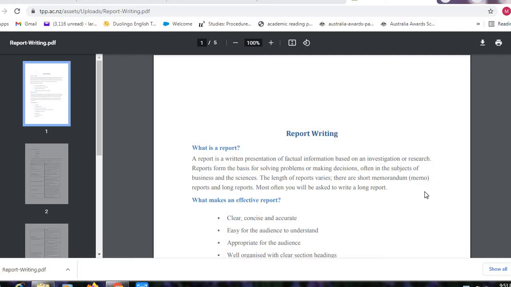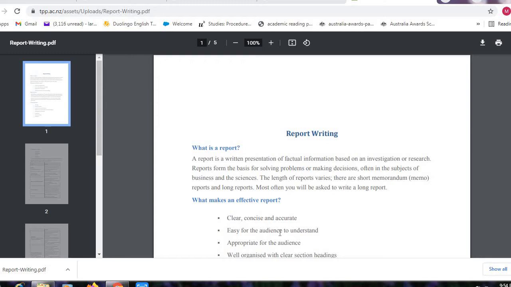As far as our topic is concerned, today we are going to discuss report writing, and what report writing actually is. A report is a written presentation of factual information based on an investigation or research. Reports form the basis for solving problems or making decisions, often in the subjects of business and sciences. The length of reports varies; there are short memorandum or memo reports and long reports. Most often you will be asked to write a long report.